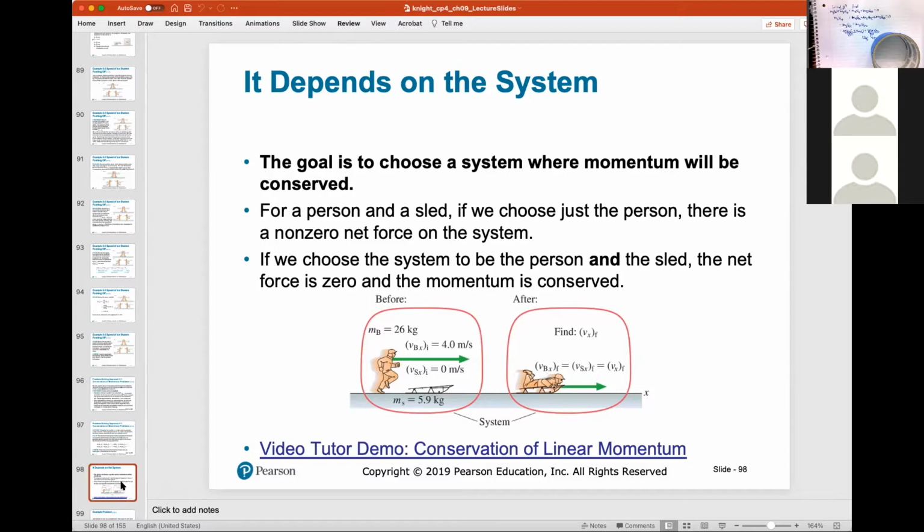Well, let's see, he's only got 4 meters per second, okay? So will the velocity of the sled be greater than or less than 4? Why don't you guys talk about it? There's only 3 of you, so you can just talk to each other.